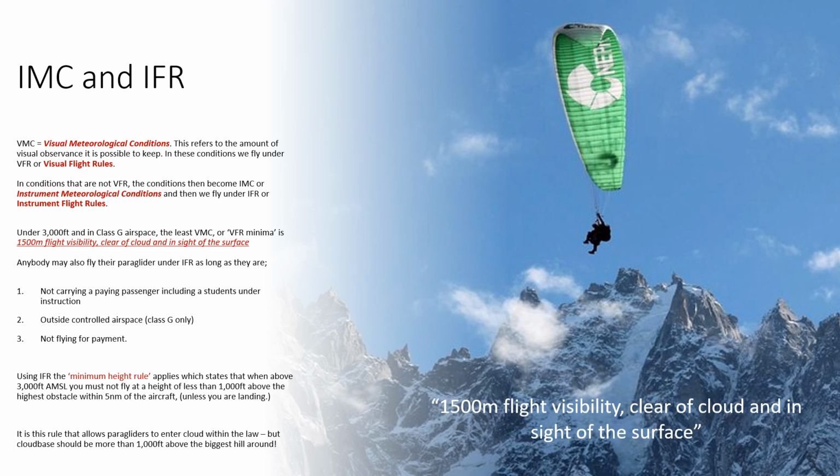However, a hang glider or paraglider pilot might also find themselves in cloud. In these conditions, you are operating under instrument flight rules, and in such circumstances, a rule called the minimum height rule must be applied. This rule states that you must not fly at a height of less than 1,000 feet above the highest obstacle within 5 nautical miles.